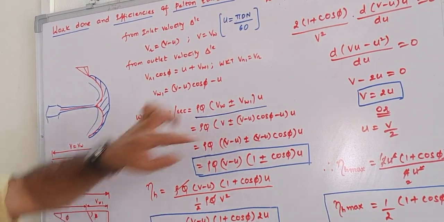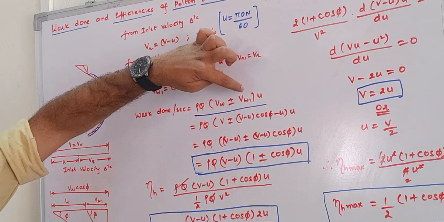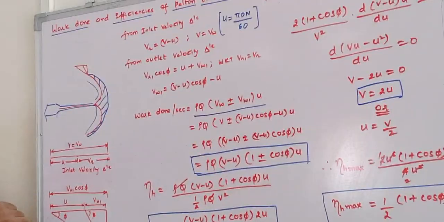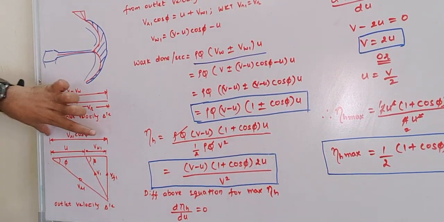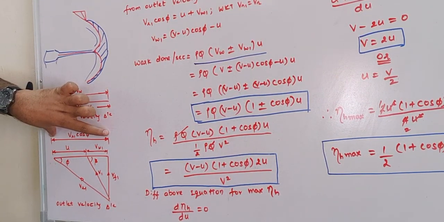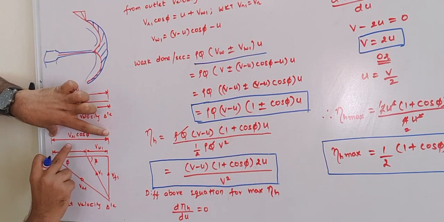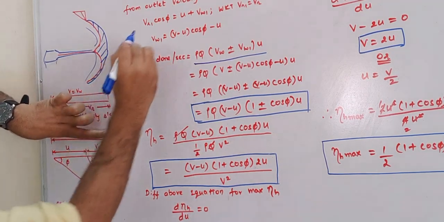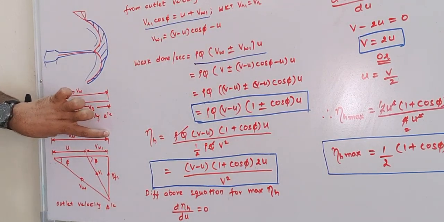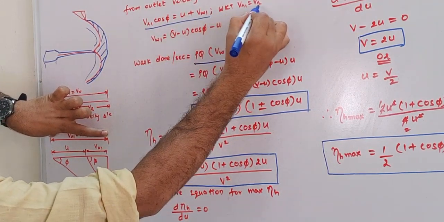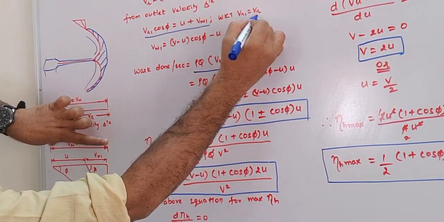Now we'll establish what Vw1 is. Let us try to define Vw1 from the outlet velocity triangle over here. So how to define this? We'll go one by one. This is Vr1 into cos of phi. So Vr1 into cos of phi will be equal to u plus Vw1. We know that Vr1 is equal to Vr. Is this correct? So instead of Vr1, we can substitute Vr.